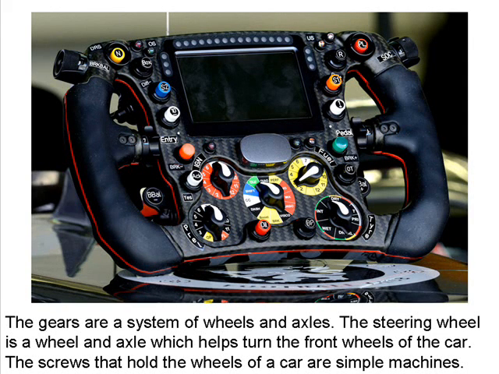The gears in a system of wheels and axles. The steering wheel is a wheel and axle which helps turn the front wheels of the car. The screws that hold the wheels of a car are simple machines.